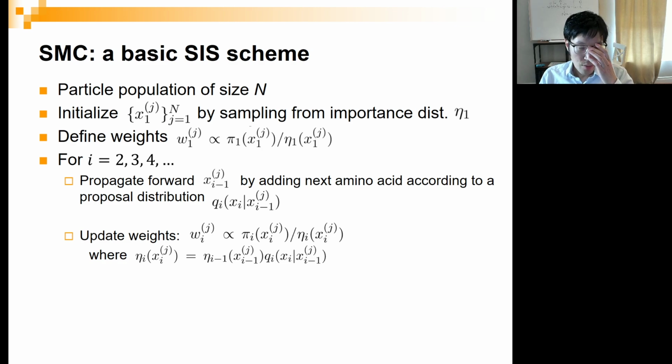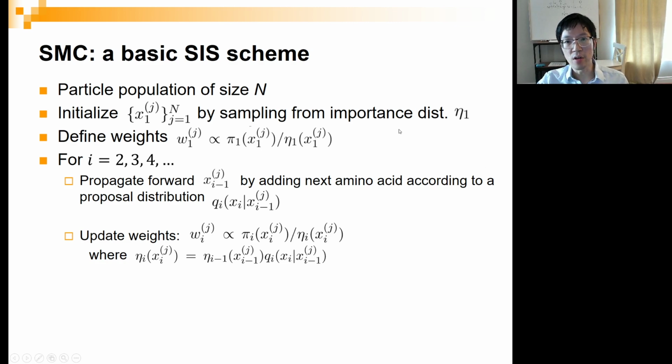Okay, so the key idea in sequential Monte Carlo is to maintain a particle population. These are the collection of partially completed conformations. At any time, we're going to keep a collection of n of them. First we sample the first amino acid according to a proposal distribution, which I called eta 1.